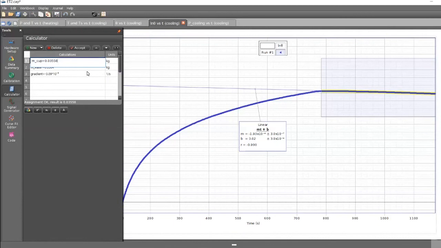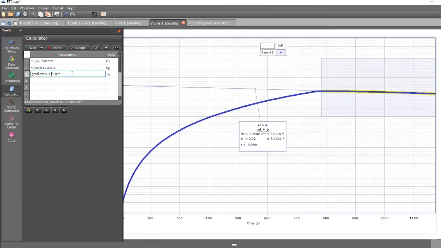The other numbers we need for our calculations are the mass of aluminium of the inner cup. So we'll just enter that. You note that number. That's in kilograms. We also need the mass of water, also in kilograms, and we'll need to enter the gradient that we just measured off this graph from these measurements.